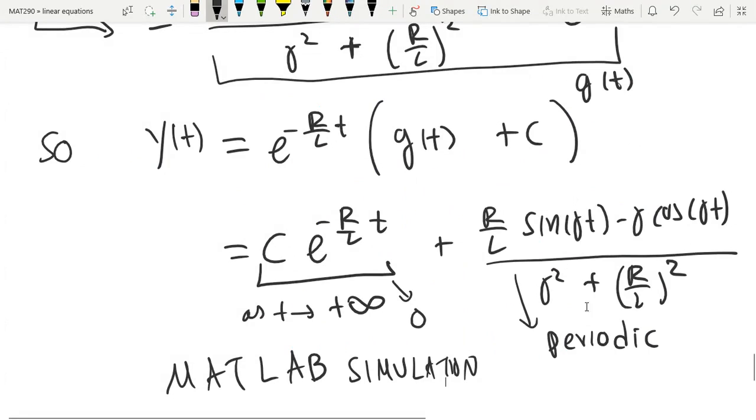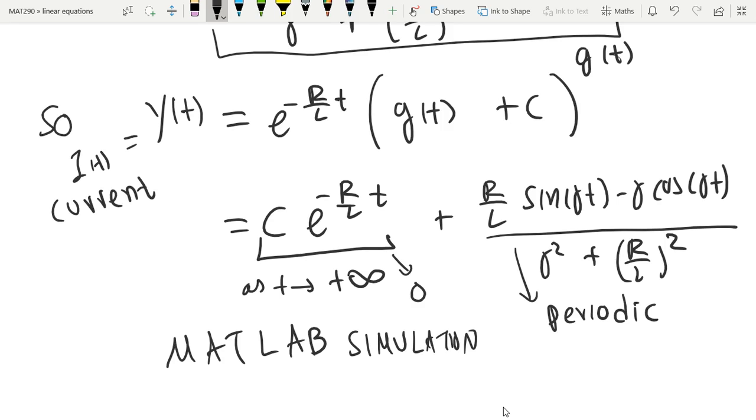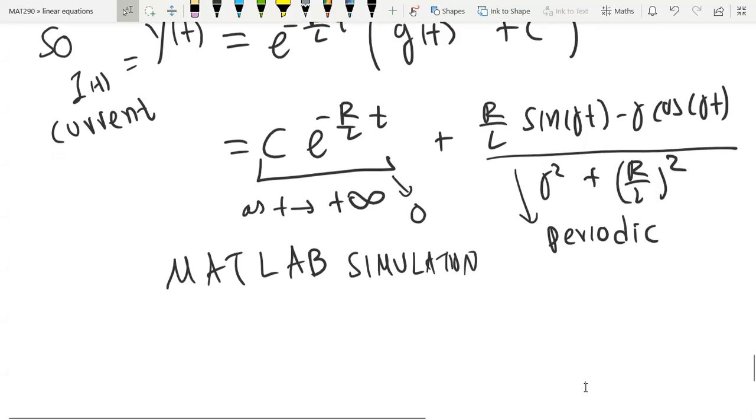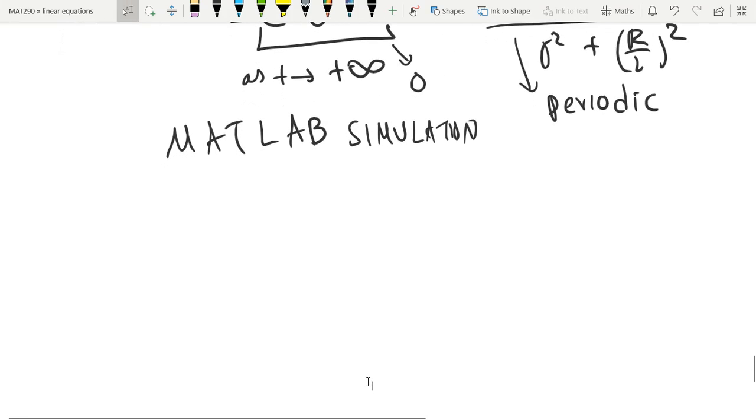Okay. All right, so we found it. This equation governs the RL circuit in time. And it says that you start from 0 and then the current becomes periodic. Okay. Let's do one more example.